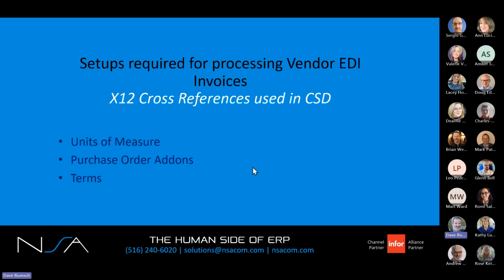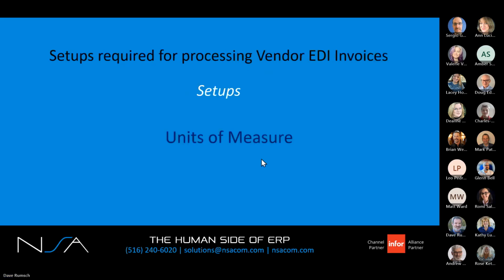We're going to go over those standards now as they're used in the CSD software. Units of measure, purchase order add-ons, and terms are the most commonly used ones by our customers. There are others, such as ship via, dates, and maybe one or two others, but they're not used very much. I've hardly seen them at all. These are the ones used most commonly.